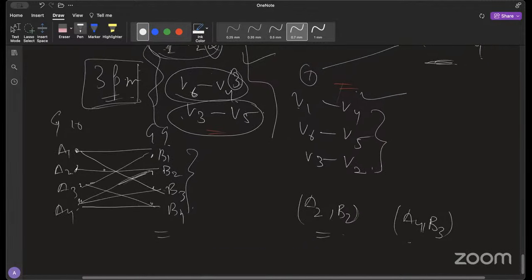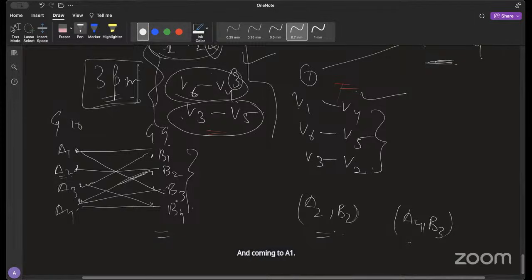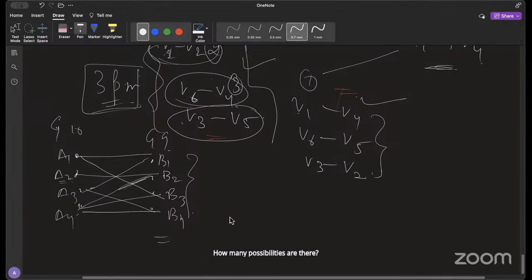So you just start with the vertex which has the minimum number of edges. A2, because it has the minimum number of edges, only has one choice, B2. And coming to A1, A1 has two choices. We'll come to that later. This is fixed. And for A4, you have three choices again, so the choices for A4 are not fixed now. Let's try to see these things. How many possibilities are there? The answer would be 4, right? Let's just see how many possibilities there are.